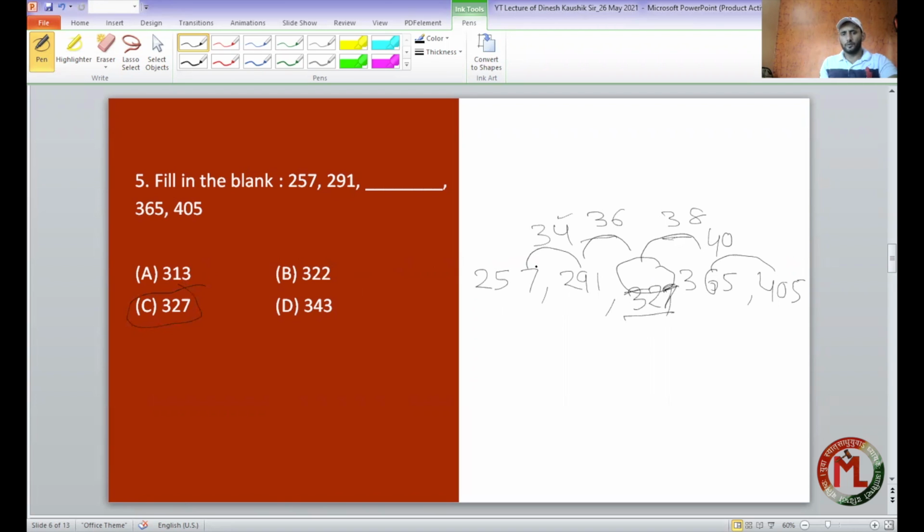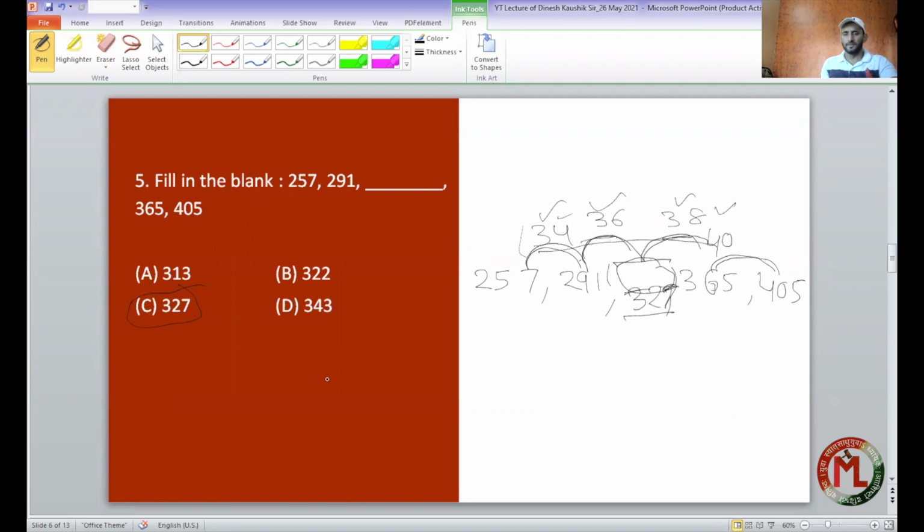I am repeating. I just looked at the difference of these terms. It is 34. Here the difference is 40. It means the difference keeps on increasing. So now one term was missing here. If I insert that term, then I will get 2 more terms here. The differences between the second and the third and the fourth will also be in such a manner that this sequence is completed. So 34, 36, 38, 40. This is a proper sequence. So 327 will be the right answer.